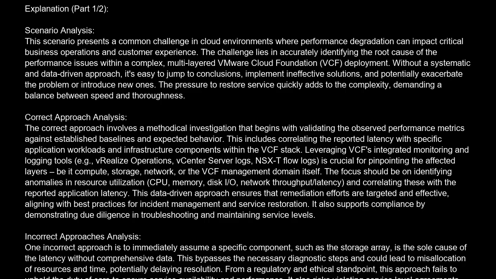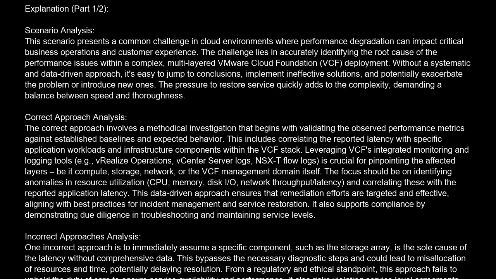Incorrect approaches analysis. One incorrect approach is to immediately assume a specific component, such as the storage array, is the sole cause of the latency without comprehensive data. This bypasses the necessary diagnostic steps and could lead to misallocation of resources and time, potentially delaying resolution. From a regulatory and ethical standpoint, this approach fails to uphold the duty of care to ensure service availability and performance. It also risks violating service level agreements, SLAs, if the actual root cause lies elsewhere and the implemented fix is ineffective.